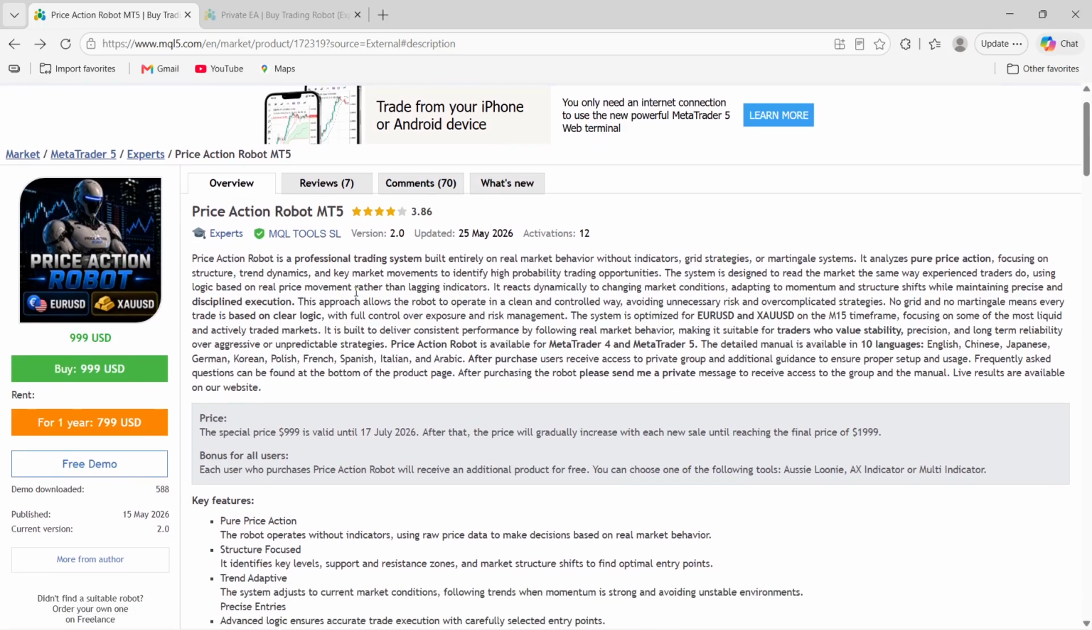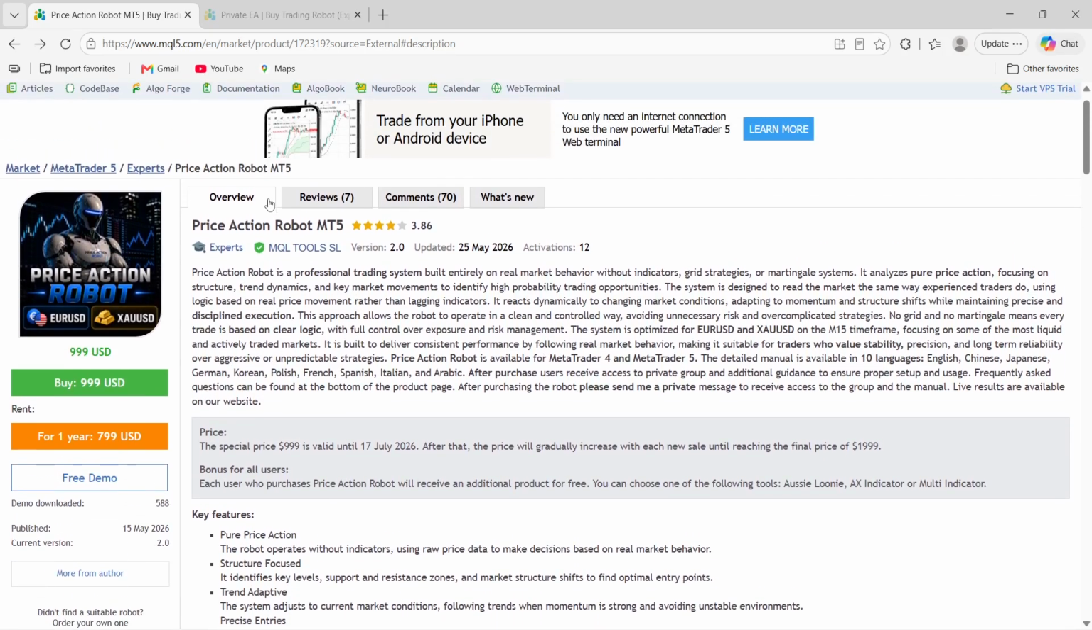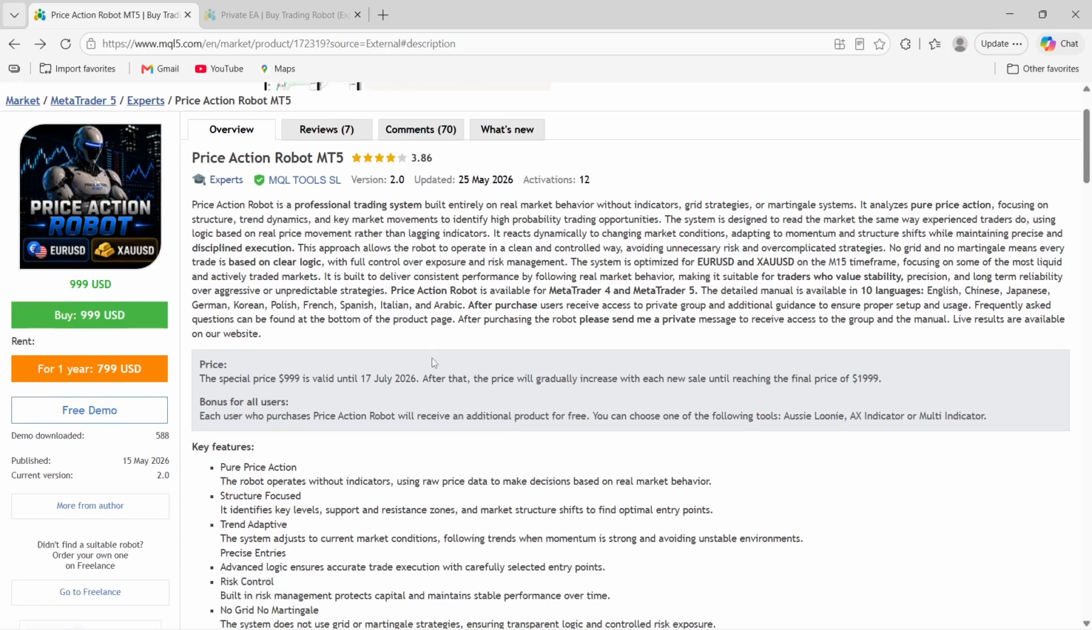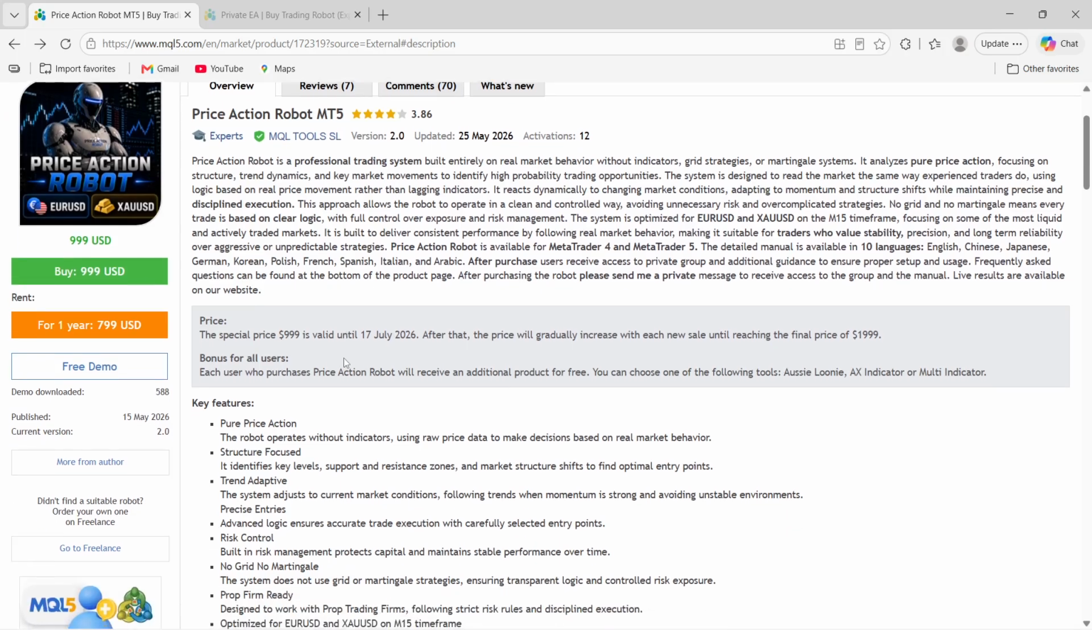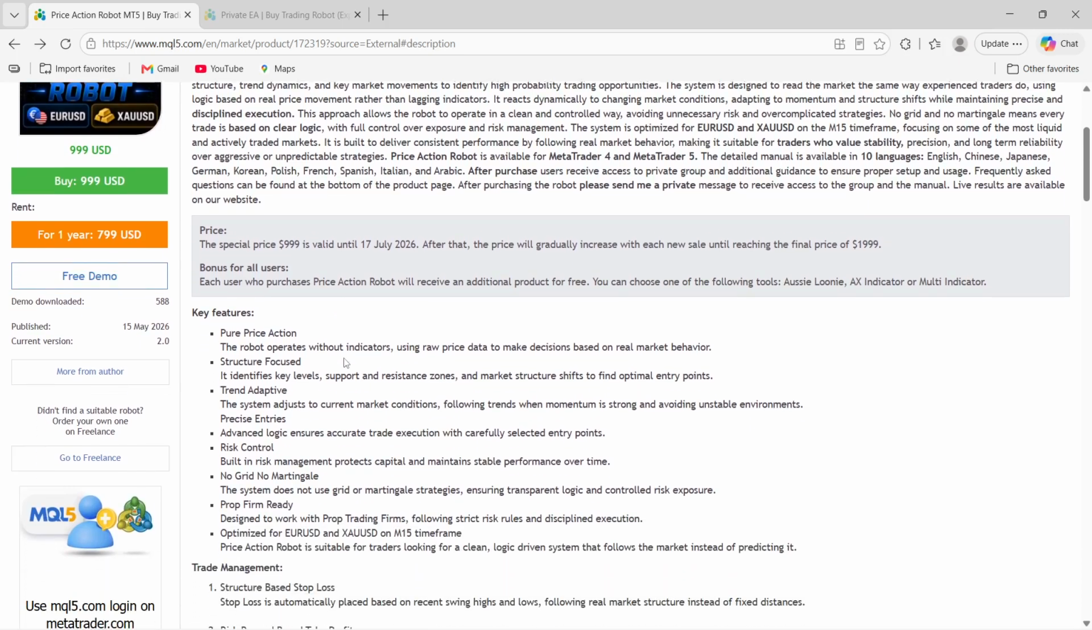All right, so as you can see on the MQ5 website, the EA goes for 999 US dollars. Right, and the price action robot identifies classic candlestick patterns, support and resistance levels, and price behavior to generate trade signals. It avoids over-optimized indicators and sticks to raw price movement logic for entries.